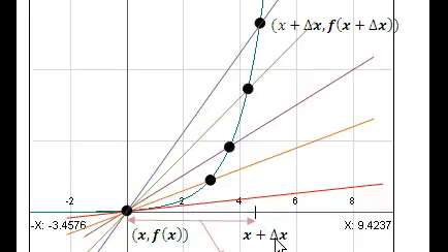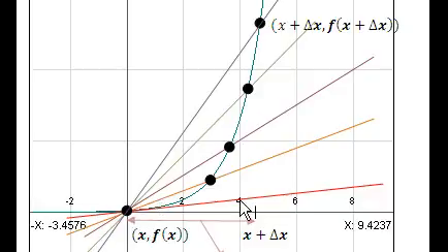Now, what happens when delta x starts getting closer and closer to 0? Delta x is getting smaller and smaller. In this particular case, as delta x gets closer and closer to 0, the slope of the secant line gets closer and closer to 0. So we say as delta x approaches 0, our secant line is approaching what is known as our tangent line.